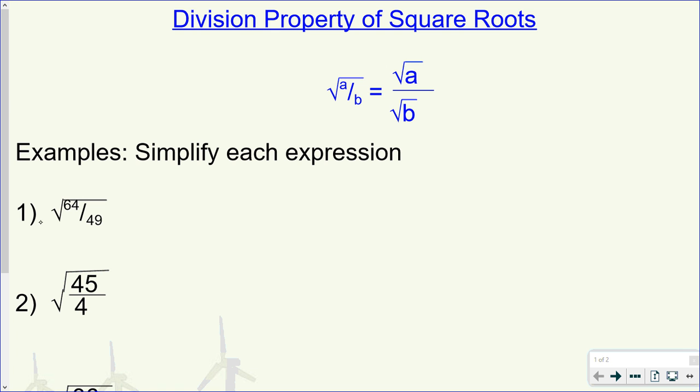All right, so let's look at a simple example here. So what we're saying, the square root of 64 over 49 is equivalent to the square root of 64 over the square root of 49. These are both perfect squares. So the square root of 64 is 8. The square root of 49 is 7. That can't be simplified, so that's it. Easy, right?